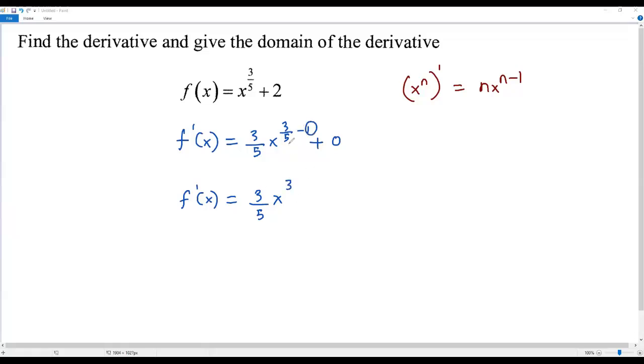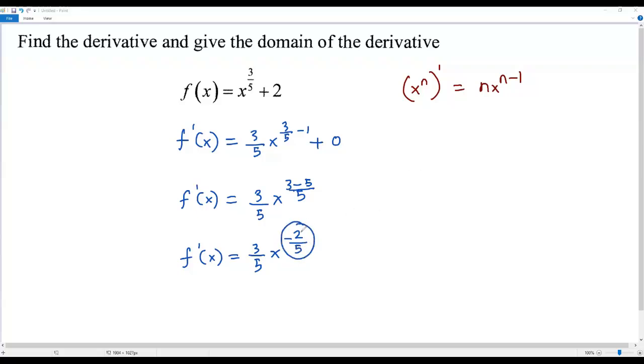3, and 1 times this 5 is going to be just 5. So 3 minus 5. Now I have multiplied this integer 1 by 5. Now I can take this 5 as a common denominator. f prime of x equals 3/5 times x to the power 3 minus 5 will become negative 2, and then we have 5 in the denominator.